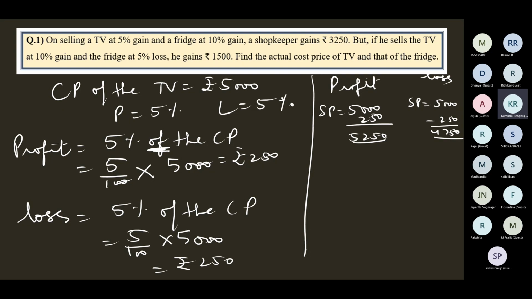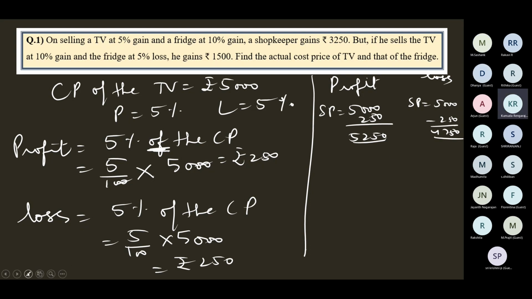But then how does it matter? If it is the same, then how does it matter? It matters because the selling price is different. If it's a profit, your selling price is 5,000 plus the profit 250, 5,250. But if it's a loss, it's 5,000 minus 250, which is 4,750. Am I clear, children? Yes, ma'am.